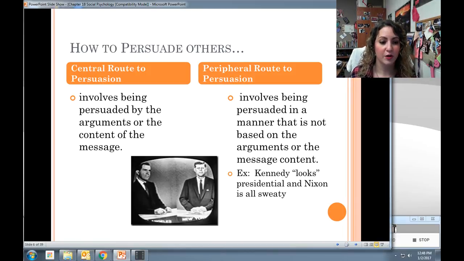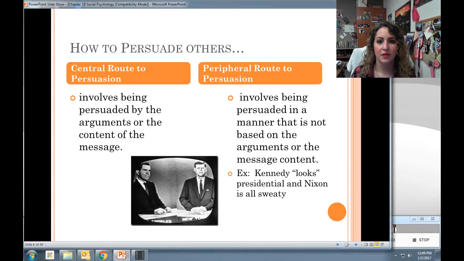So the central route to persuasion involves being persuaded by the argument alone, the content of the message. So, let's say that you're in some sort of debate and you are trying to persuade someone with facts and data, that is the central route. You are actually persuading someone by the content of your message, by the words that you are saying. The peripheral route is everything else. It is anything but the message that you're using to persuade.